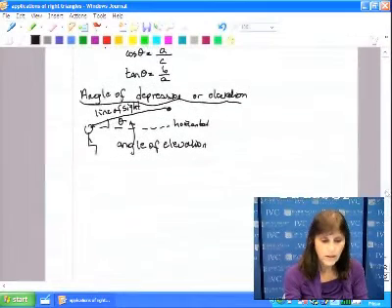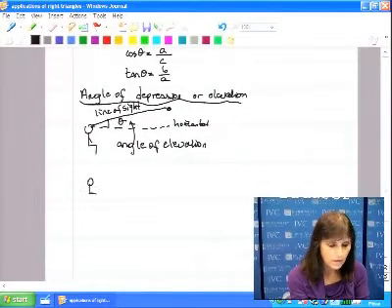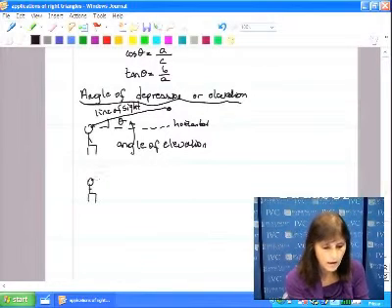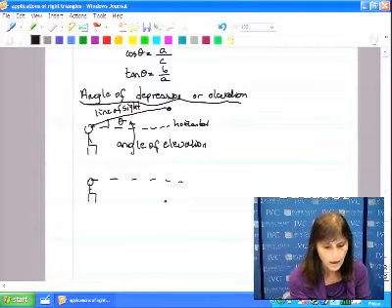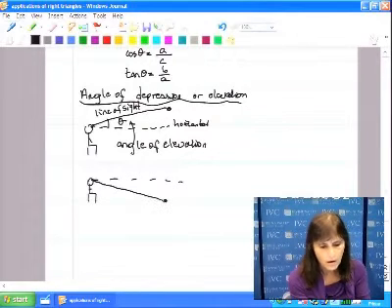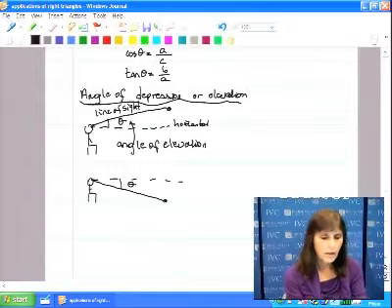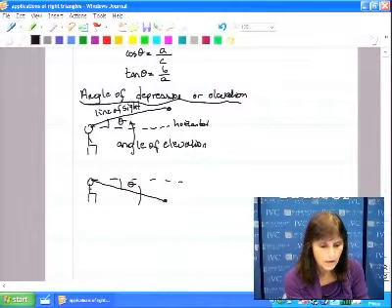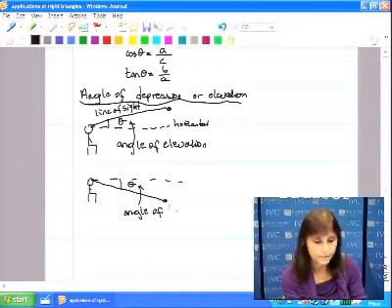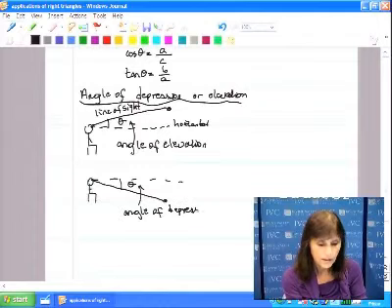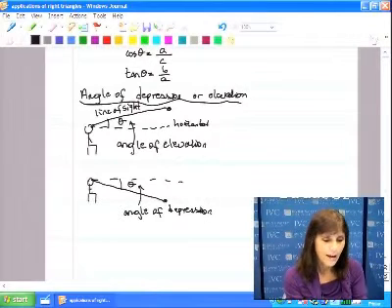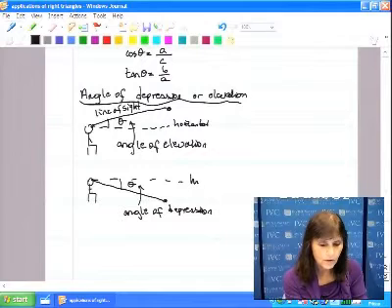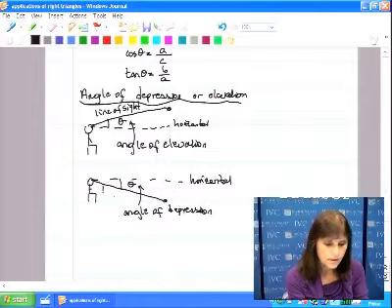Now let's look at one like that. You are sitting down. Here's your eye, and there's an object there, and you're looking down. This one is the angle of depression. It's not depression like sadness. This one is horizontal, and here's your line of sight.